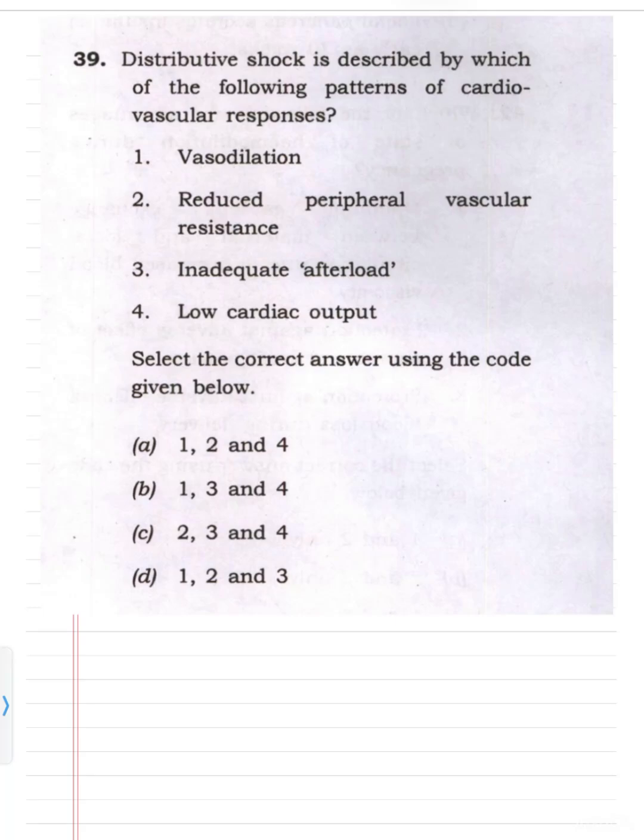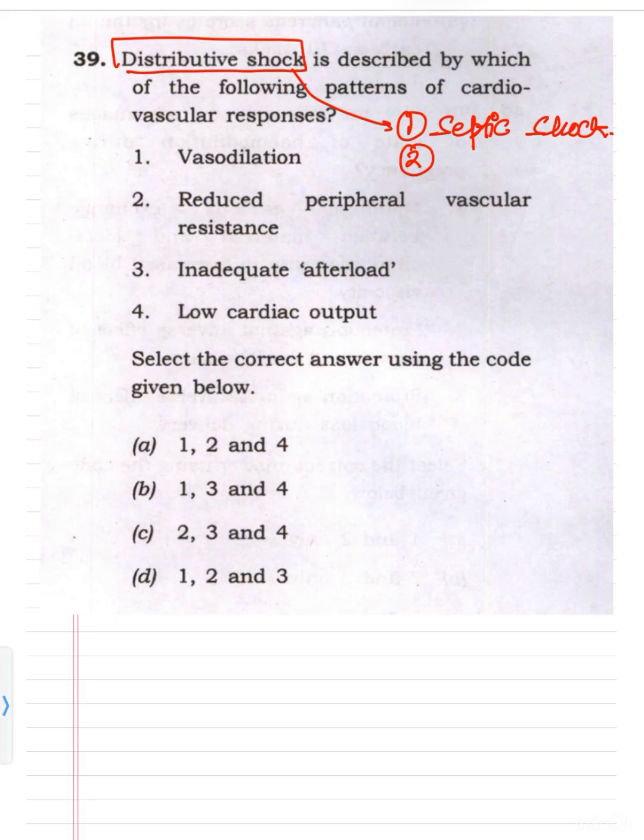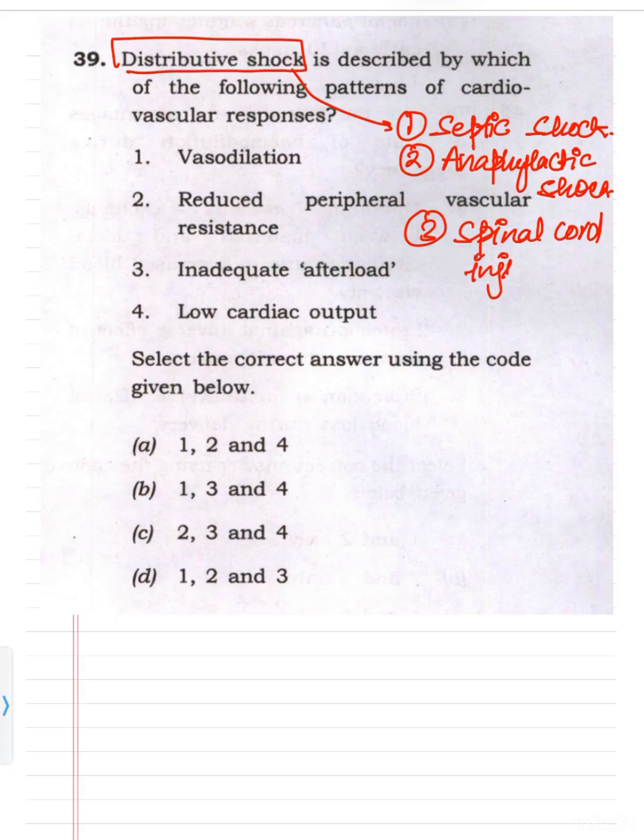Distributive shock is described by which of the following patterns of cardiovascular responses? So first is distributive shock. What comes under distributive shock? It is septic shock. It can be anaphylactic shock. Or it can be spinal cord injury, which is also known as neurogenic shock.